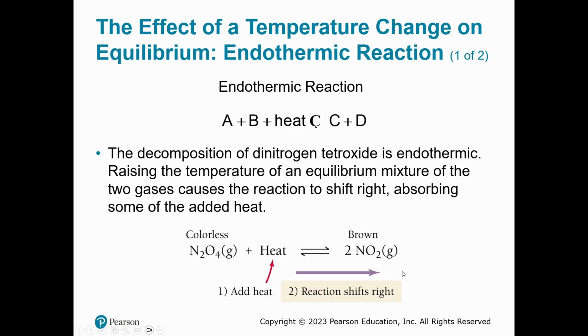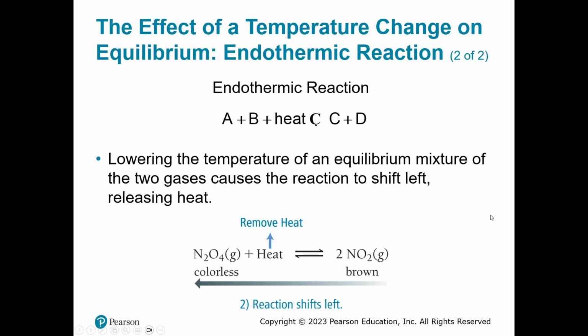So here, dinitrogen tetroxide converting into nitrogen dioxide is an endothermic reaction. So a little bit of energy has to be absorbed by this molecule to break the nitrogen-nitrogen bond. Once that happens, it's happy being this brown gas instead of a colorless gas. And so if we remove heat, we do the opposite; if we add heat, it's just identifying whether you have an endothermic or exothermic reaction.